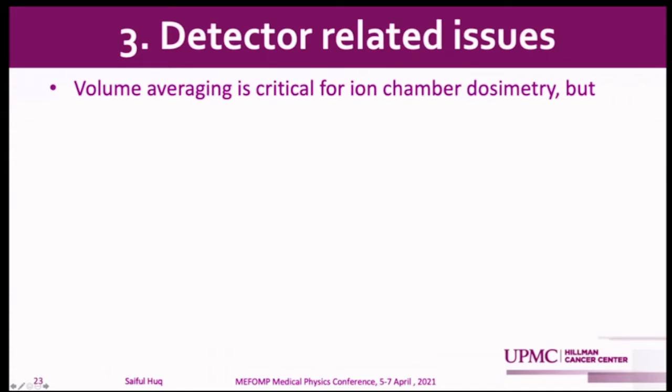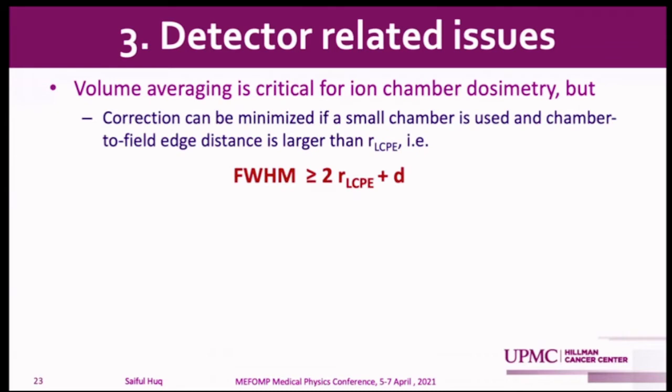So, other detector related issues. The need for a volume averaging correction, we need to minimize this. And how do you do that? One can use a smaller chamber size, making sure, remember, that the distance from the field edge to the outer boundary of the detector should be larger than RLCPE, then it should create a situation of a field size that corresponds to charged particle equilibrium. So that is one way to ensure that we minimize the volume averaging correction. In other words, this is the condition that needs to be fulfilled.